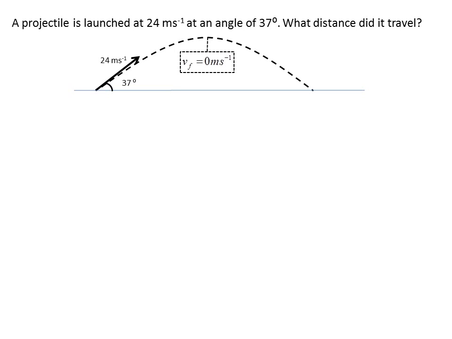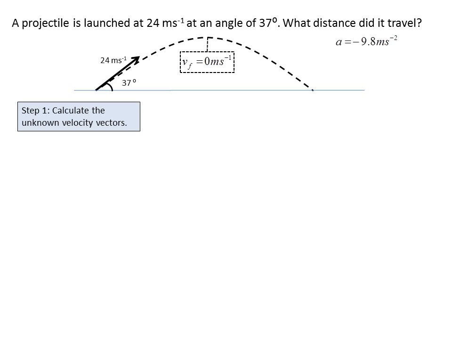Just a couple of points. Halfway along, right at the top of this path, our velocity equals 0 meters per second. And the acceleration on a projectile is always negative 9.8 meters per second squared, downwards. Remember, the one force that's acting on the projectile is gravity, and that force is producing an acceleration of negative 9.8. That's the only force, and it's always constant.